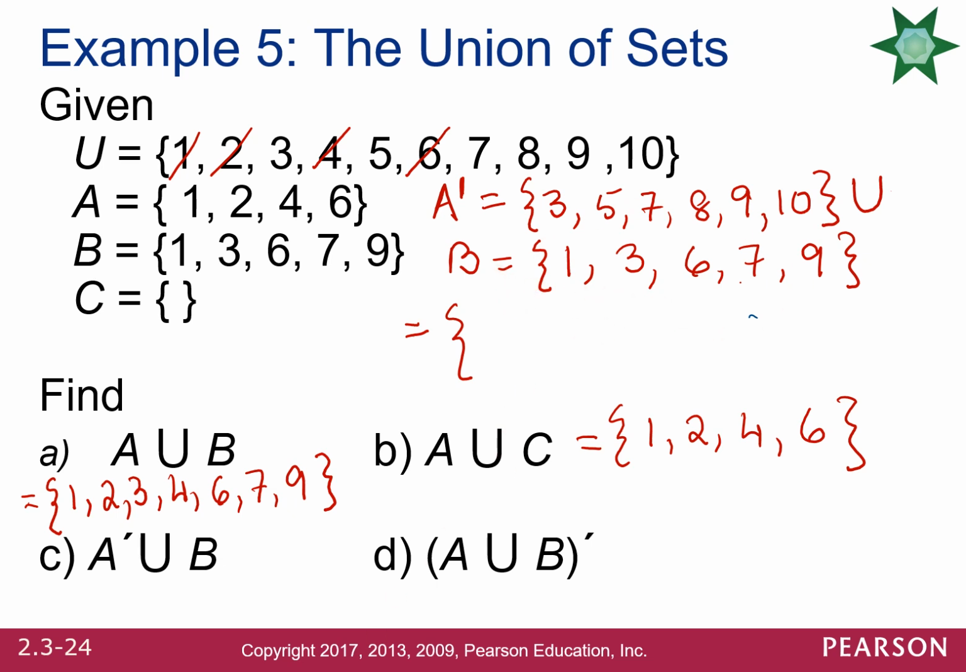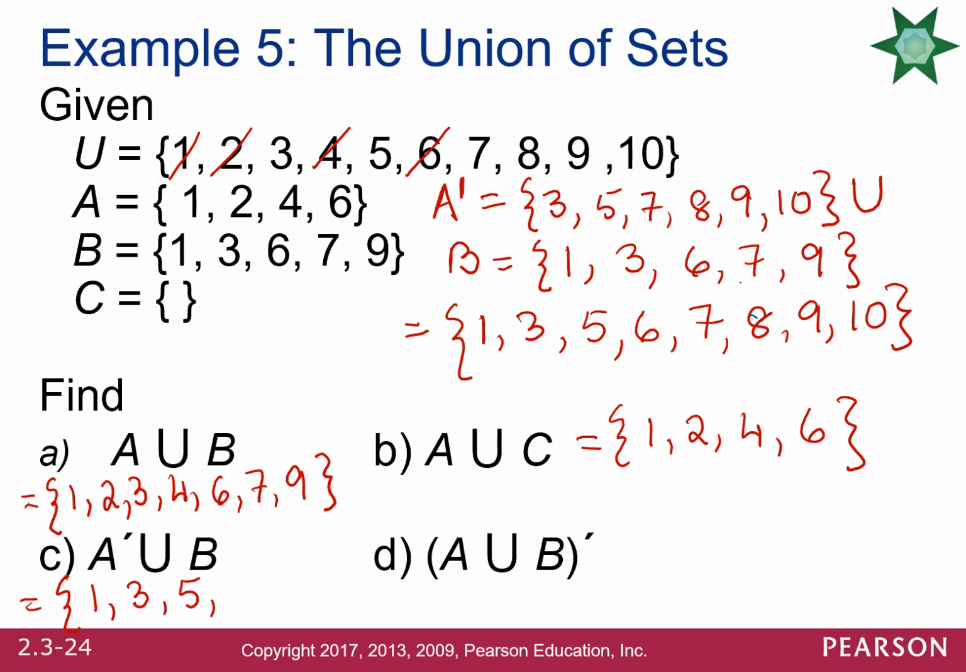All right, so we start with 1, lowest value first. 3 occurs twice, correct? 3 occurs twice, but we write it once. 3 is a common element between both the sets. Then we have the 5, then 6, 7 occurs in both the sets, but we list that once. And then we have 8, 9, and 10. All right, so A complement union B would be this set here: 1, 3, 5, 6, 7, 8, 9, and 10.